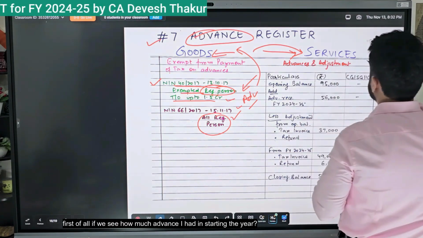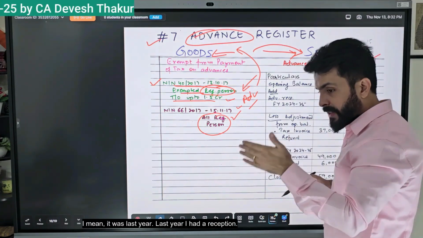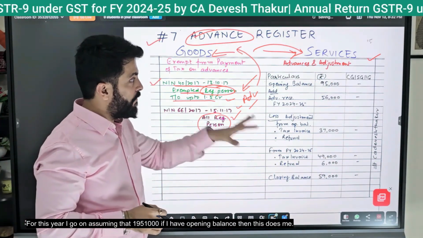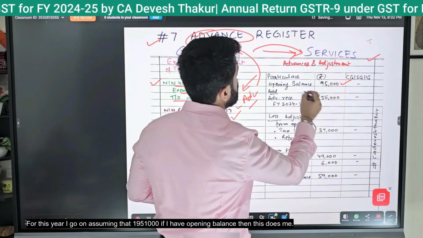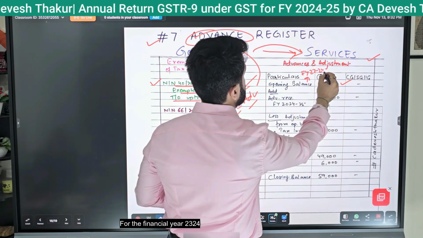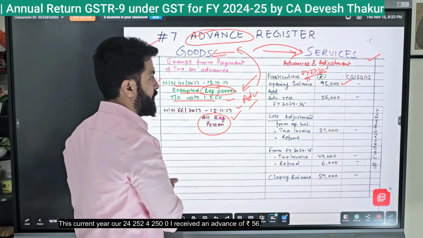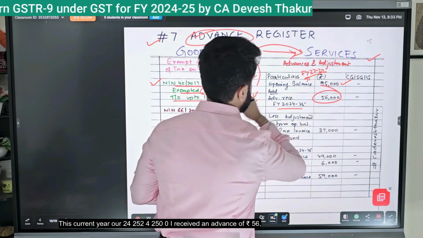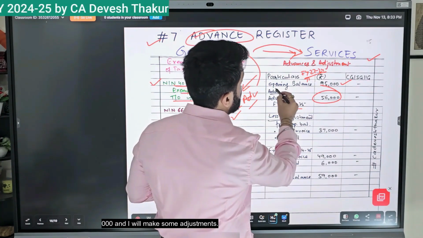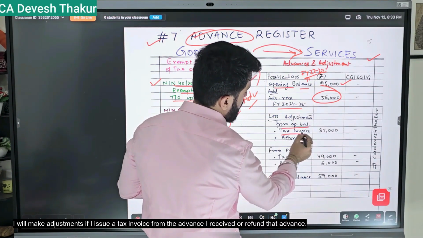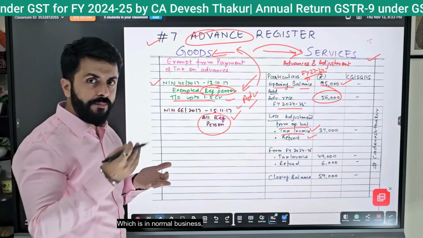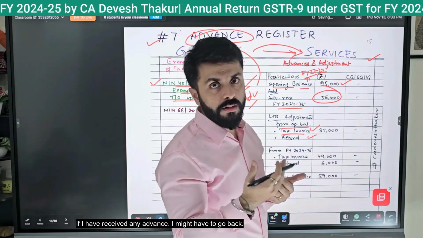First of all, let's see how much advance I had in starting the year, I mean it was last year. Last year I had a receipt. For this year, I go on assuming 1,951,000. If I have an opening balance, then this does me. For the financial year 23-24, this current year, 24-25, I received an advance of Rs 56,000 and I will make some adjustments. I will make adjustments if I issue a tax invoice from the advance I received or refund that advance, which is normal in business. If I have received any advance, I might have to go back.